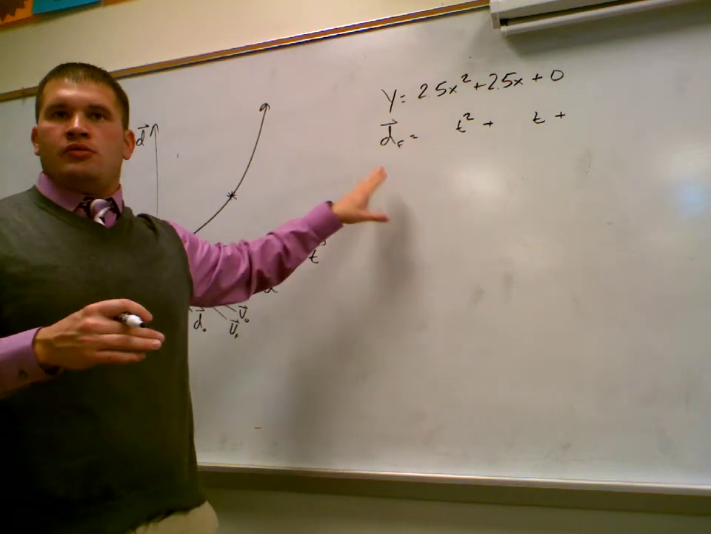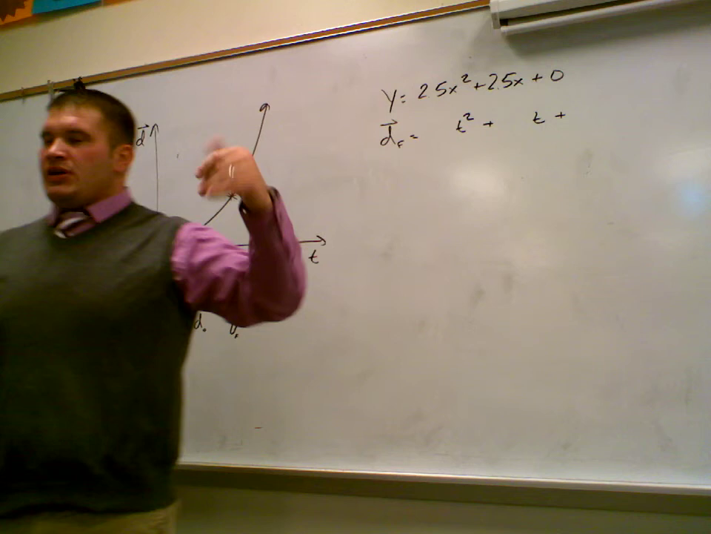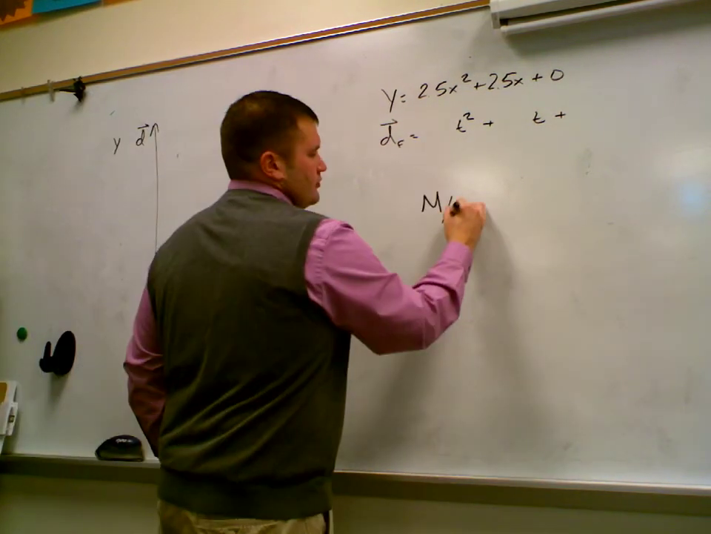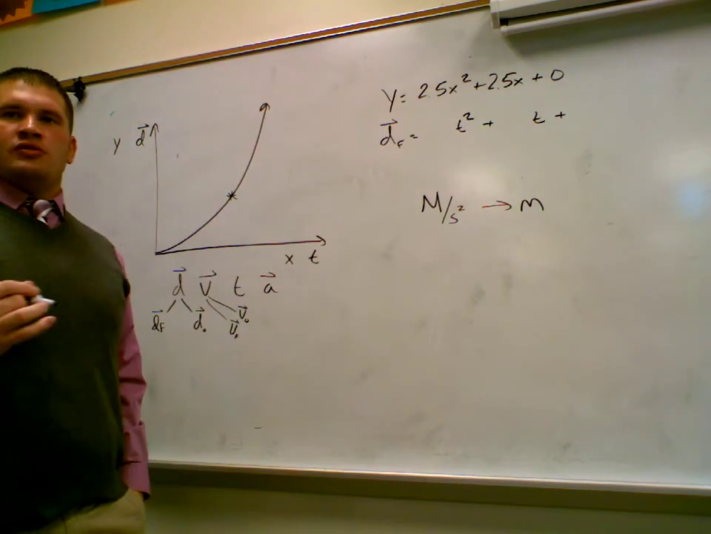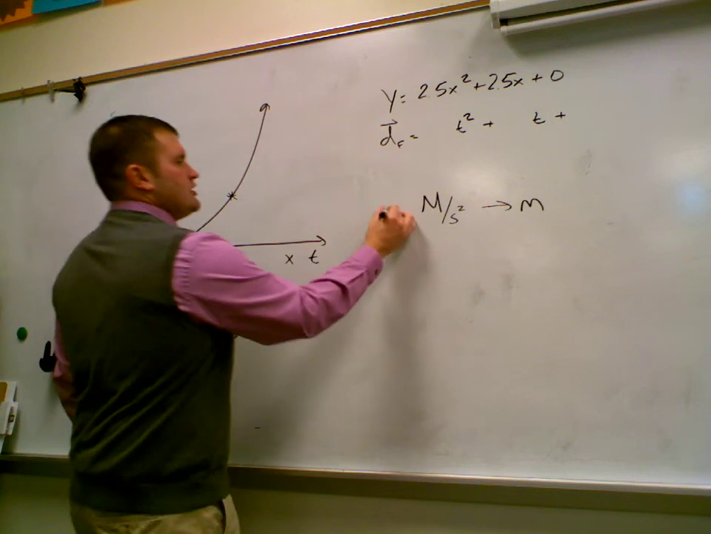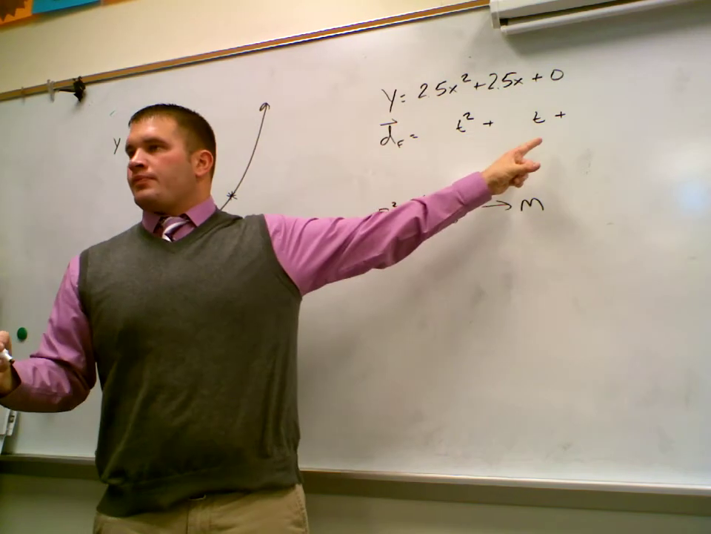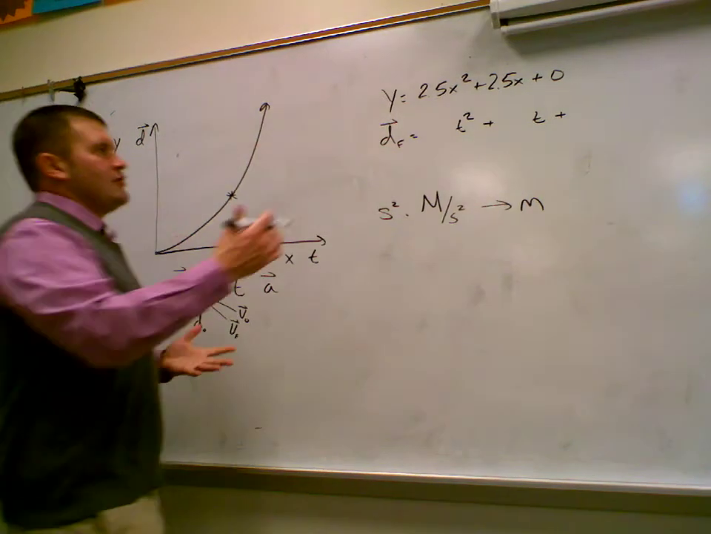I want this to equal a, what's the unit here? It's position, what's the unit? Meters, right? So how can I take meters per second squared and turn it into meters? What do I have to multiply by? Second squared, right? Is there anything here that gives me second squared? The t squared. So what goes there? Acceleration.